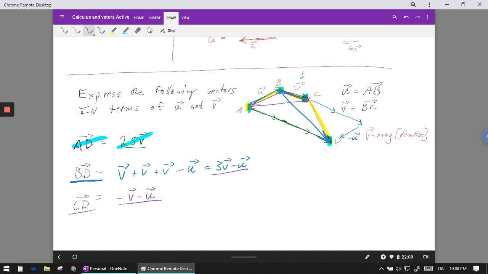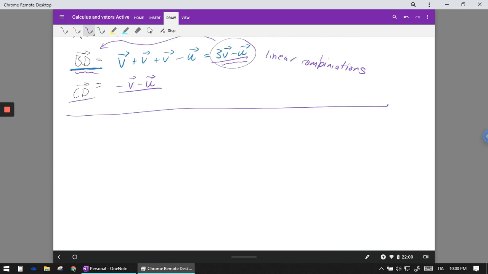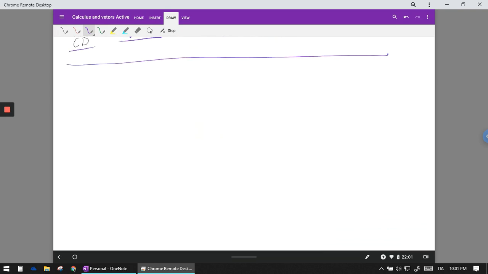Let's see here. By the way, these guys are what's called linear combinations of the original vectors here. Okay, so 3V minus U is a linear combination, expressing the BD vector. Just a fancy word there. All right. A couple of other things I wanted to talk about is some properties of this. By the way, why did this show up?